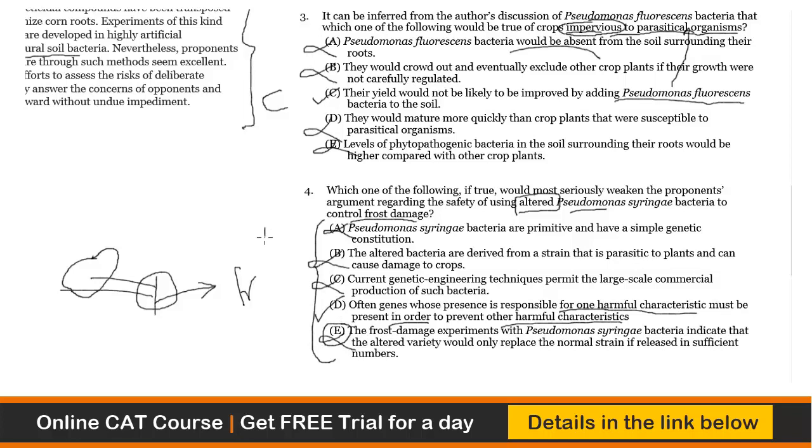So D is the only choice that is weakening, and weakening with the relevant point, and it is the best choice. So overall, it's a technical passage, but people understand once you have a grip on what exactly you are reading. The grip basically means understanding the broader elements. Then you can crack the passage.